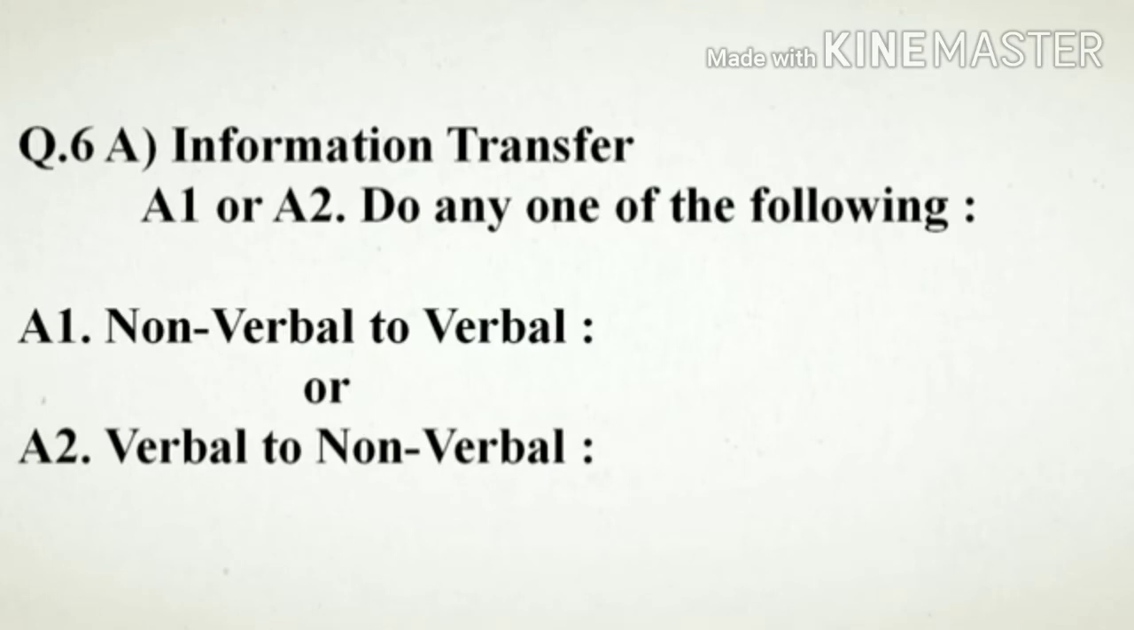This question number is 6A. There is A1 or A2. Non-verbal to verbal means we have to turn the information from a tree diagram, chart, table, or flow chart into a paragraph. And the second one is verbal to non-verbal, that we are going to see today.